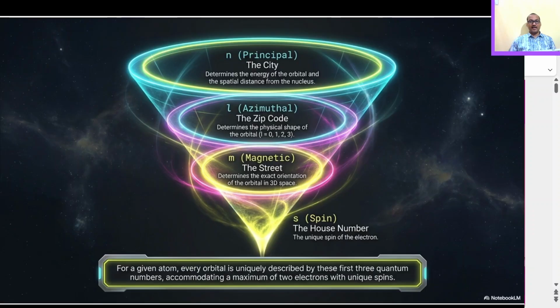So here is the diagram. Here you can see n stands for principal, it determines the energy of the orbital. Then l, azimuthal, determines the physical shape of the orbital. Then m, magnetic, determines the exact orientation of the orbital in 3-dimensional space. And spin, the s, spin quantum number, is the unique spin of the electron.